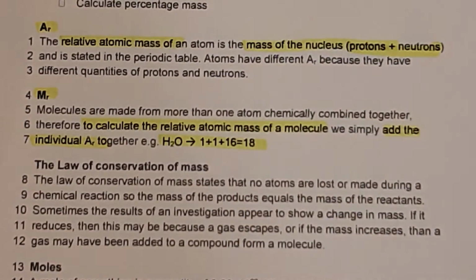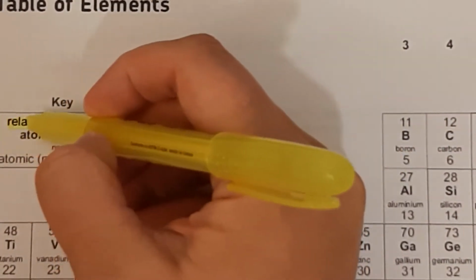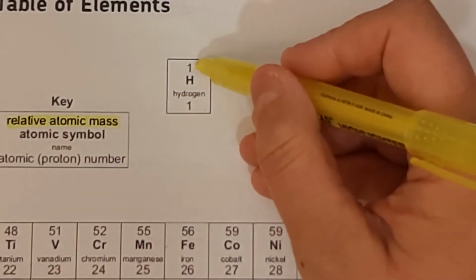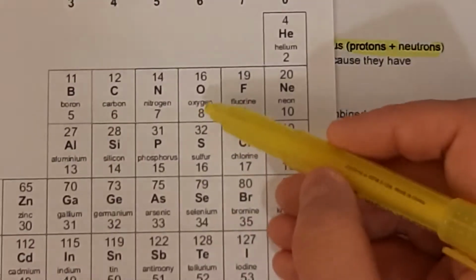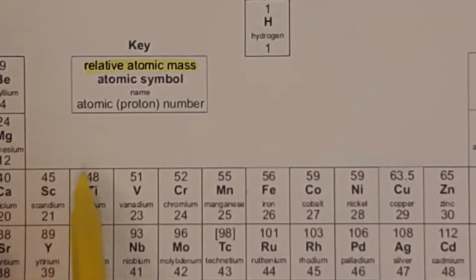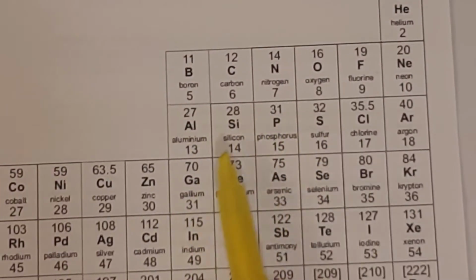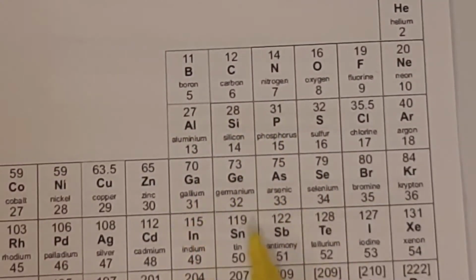As I said earlier, you need your periodic table to help you with this. As you can see, the relative atomic mass at the top for hydrogen is 1, and for oxygen is 16. You can see that these increase as we go along the periodic table, each row beneath having bigger numbers than the last because the atoms are getting bigger.